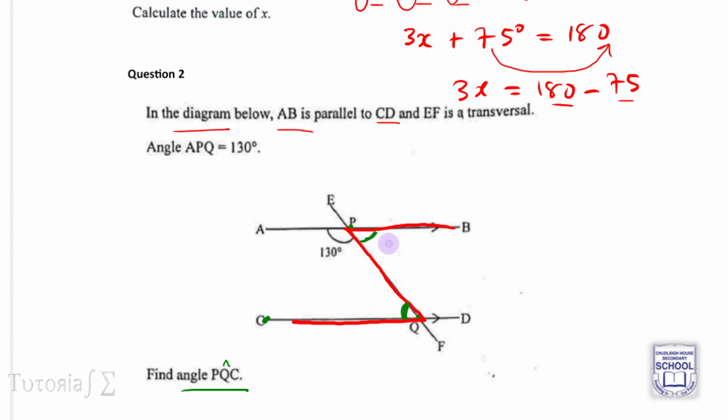So even for the questions that I'll give you, you should know that when you make a Z for any lines that are parallel, usually when the two lines are parallel, you see these arrows showing that the lines are parallel. Okay, when you see these arrows, it shows that the lines are parallel. When you create a Z, the angles that are in the corners of the Z are the same. Okay, that is number one.